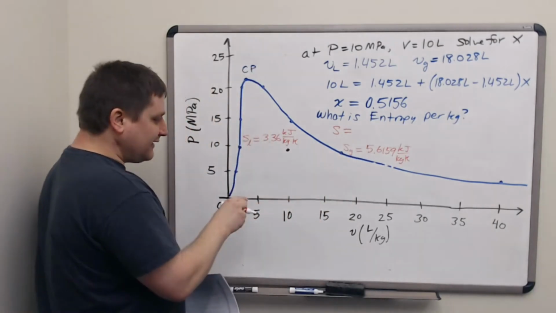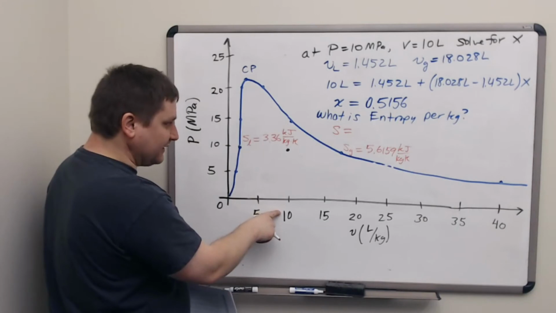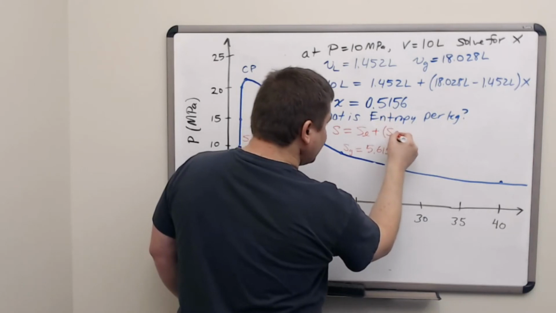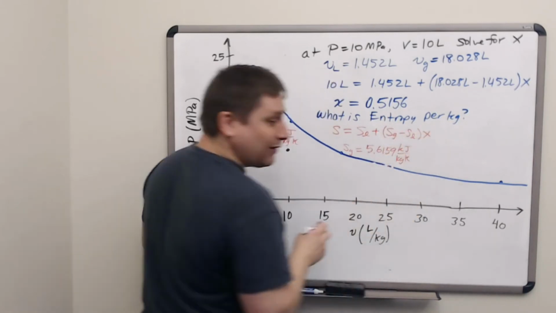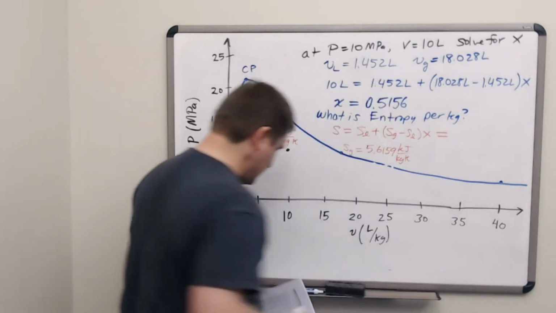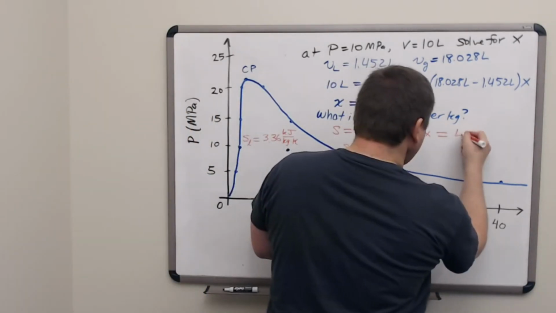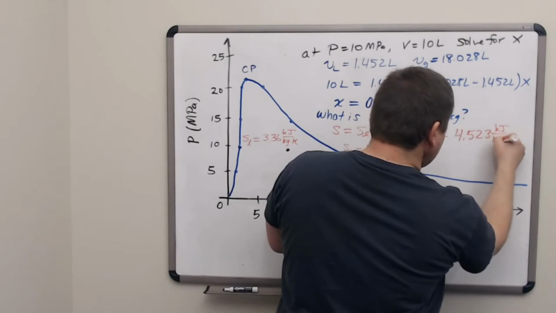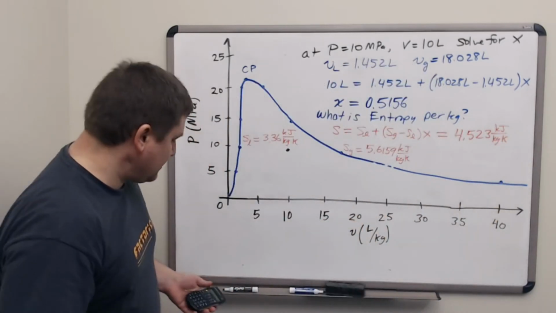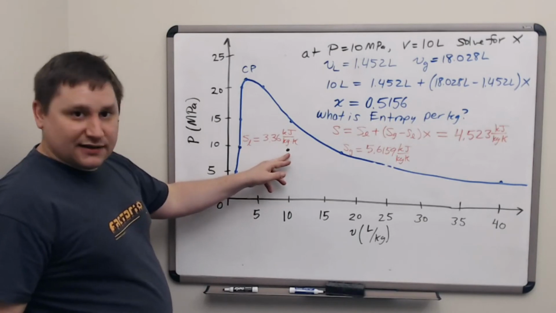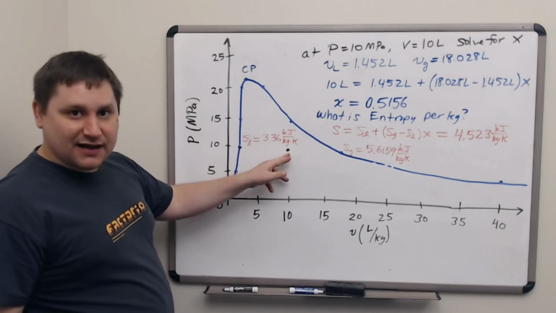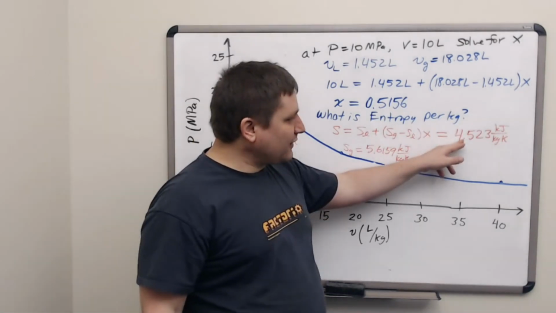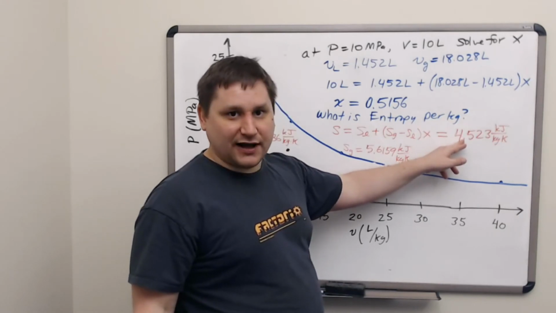The entropy of our exact sample at 10 megapascals and 10 liters will be equal to the entropy of the liquid plus the difference in entropy times the quality factor. This comes out to 4.523 kilojoules per kilogram per Kelvin. So the entropy of a sample of water held at a pressure of 10 megapascals and a fixed volume of 10 liters has an entropy of exactly 4.523 joules per gram per Kelvin.